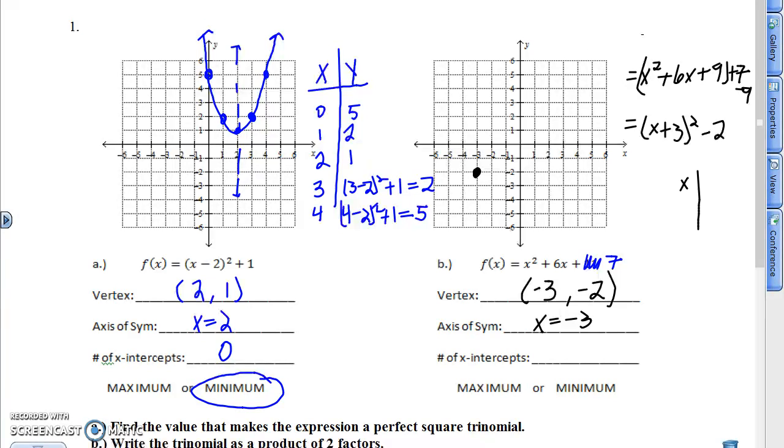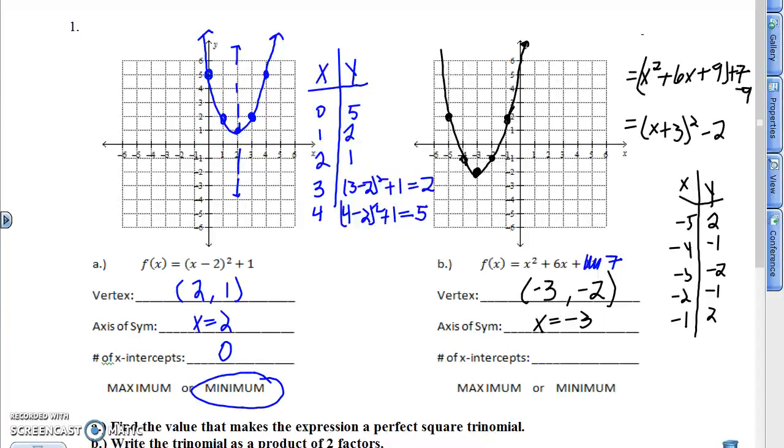This time, I'm just going to use the fact that this has a leading coefficient of 1. I know my vertex is at (negative 3, negative 2), and I follow my quadratic pattern. 1 squared is 1, so up 1 and over 1 in both directions. So at negative 2, that's (negative 2, negative 1) and (negative 4, negative 1), and then from my vertex again, 2 squared is 4, so up 4 and over 2. For (negative 1, 2) and (negative 5, 2), I get a pretty good shape of my quadratic function.